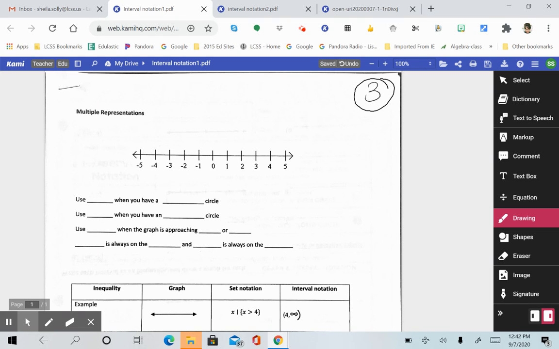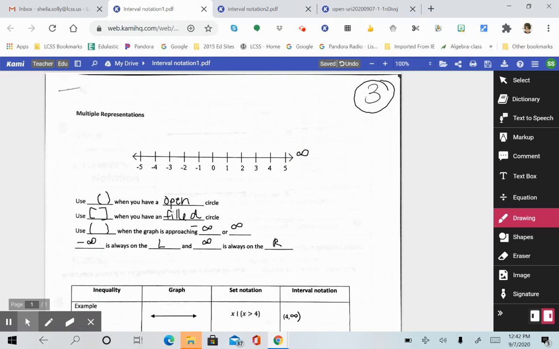So use a parentheses when you have an open circle. Use brackets when you have a filled circle. Use parentheses when the graph is approaching negative infinity or infinity. Remember that negative infinity is always on the left and positive infinity is always on the right. So remember, this is positive infinity, this is the negative infinity.